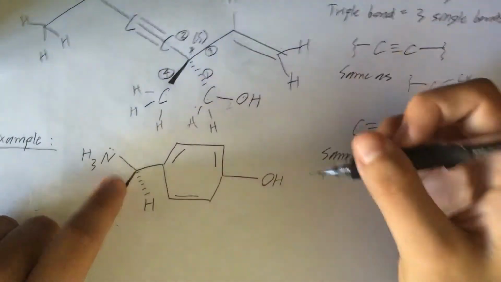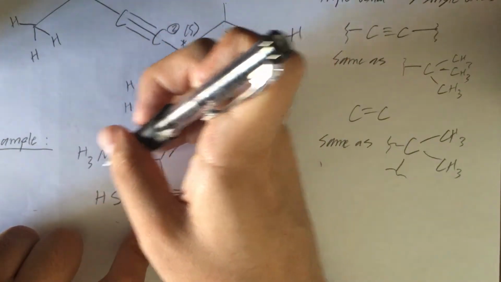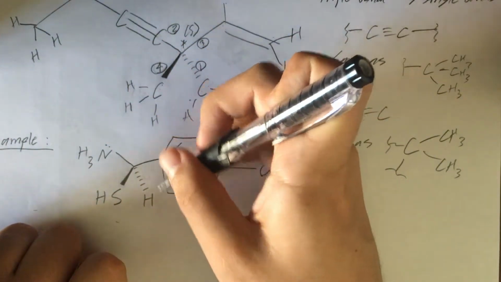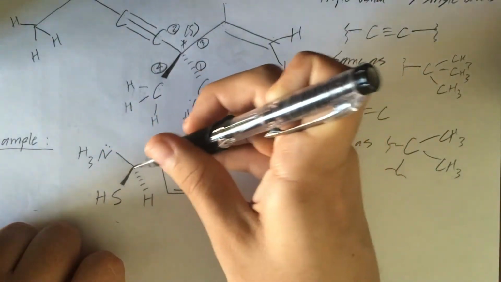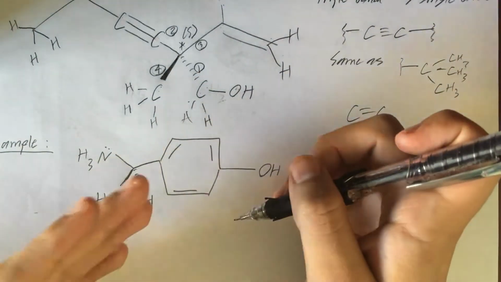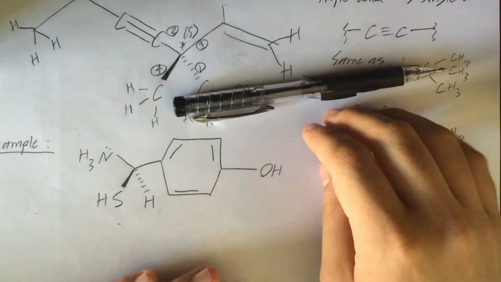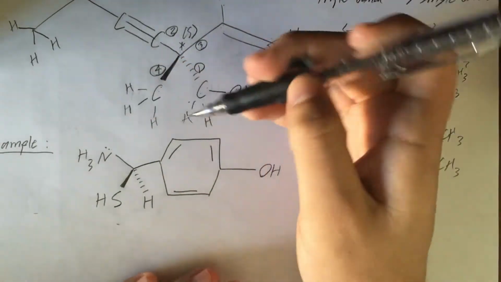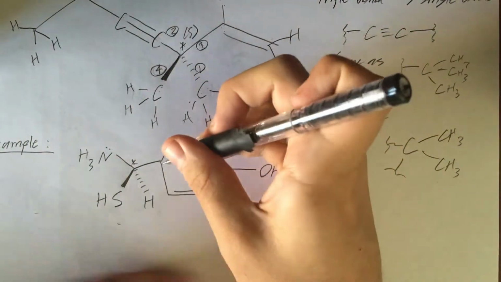Now let's look at this carbon atom over here. Well, this carbon atom is bonded to your amine group, it's bonded to an NH3, it's bonded to a hydrogen atom, it's bonded to an SH, a thiol group, and it's bonded to all of this. So therefore, this carbon atom is bonded to 4 different substituents, it's bonded to 4 different things, which means that this center is chiral.